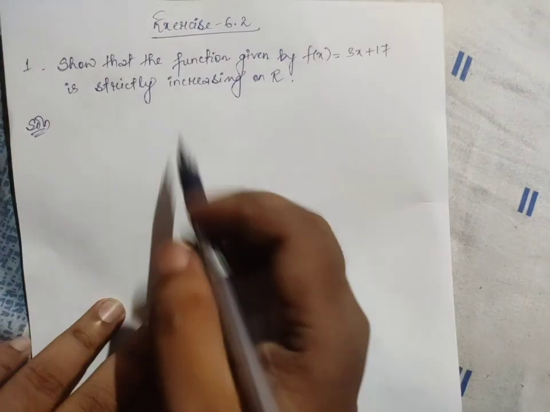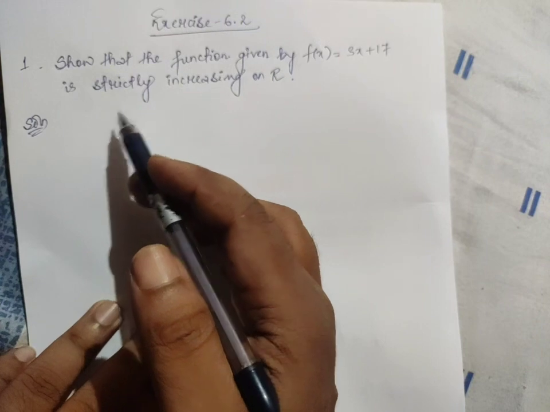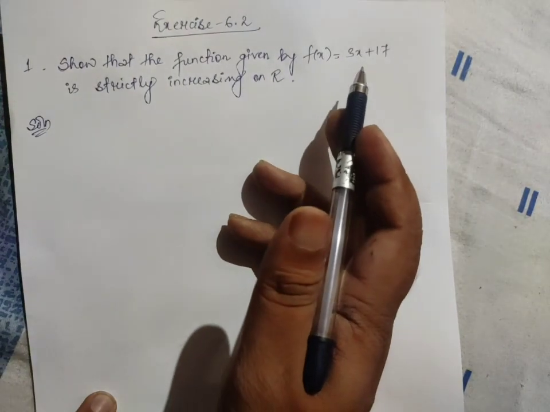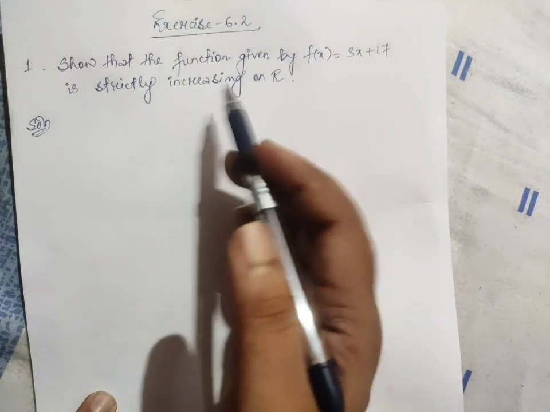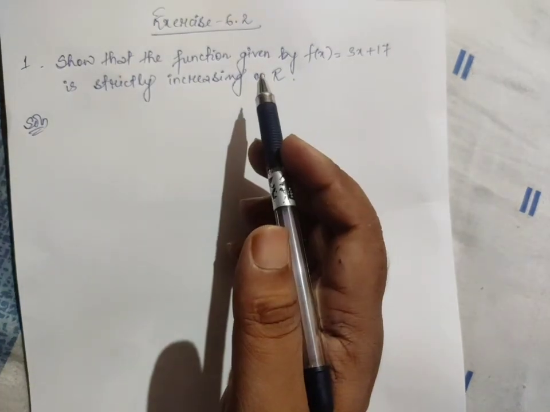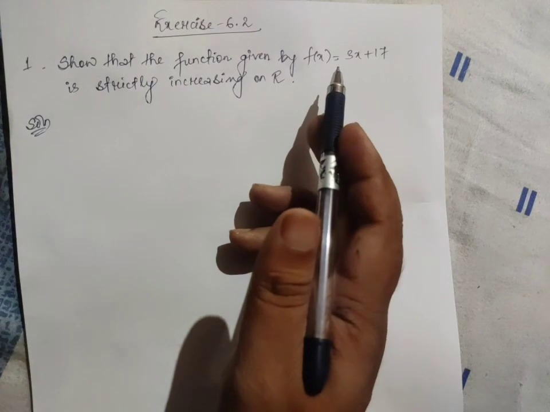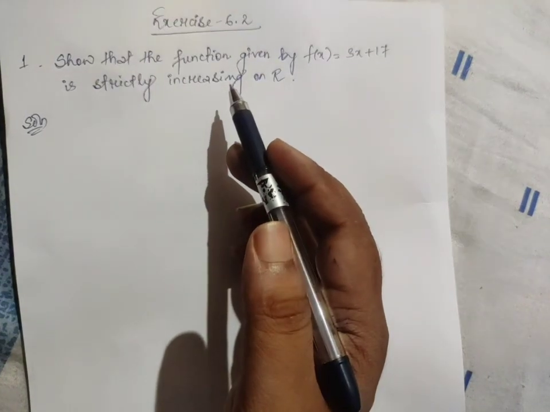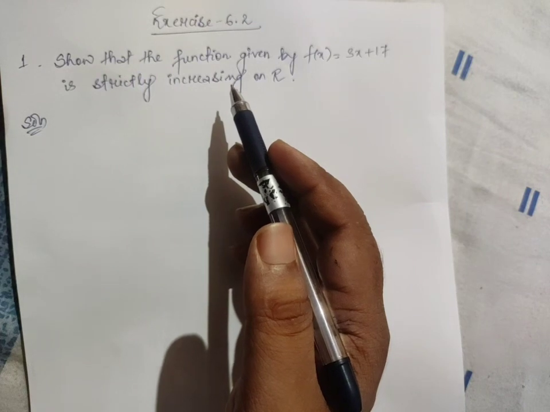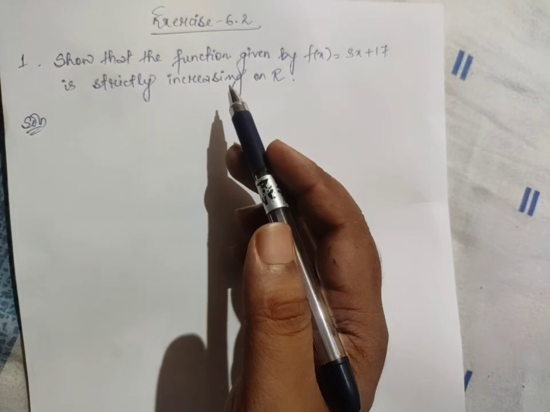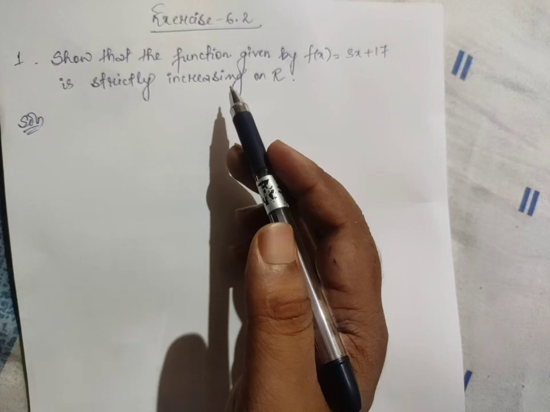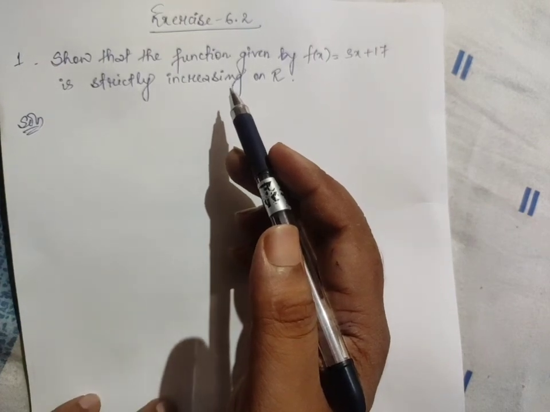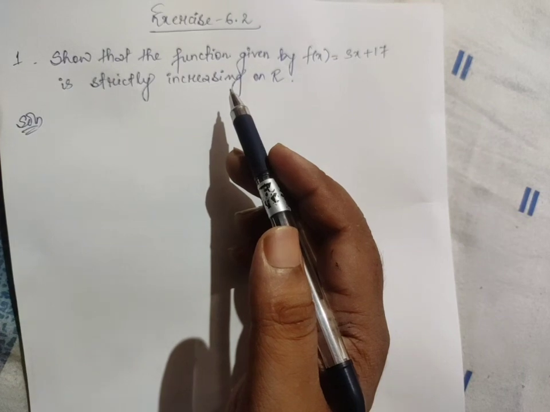So now let us do exercise 6.2, question number 1. Show that the function given by f of x equal to 3x plus 17 is strictly increasing on R. So here we have to show that this function f of x is strictly increasing on R. So the condition for strictly increasing is if f dash x is greater than 0, then we can say that the function is strictly increasing.